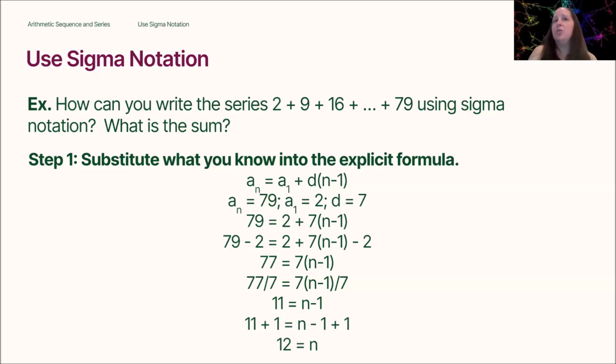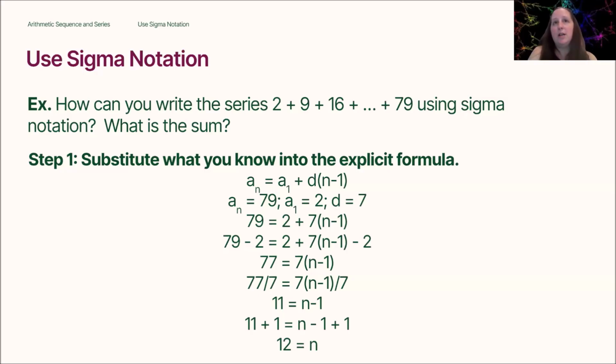I know my first term is 2, and I can figure out my common difference by saying 2 plus 7 is 9, and 9 plus 7 equals 16, and so on. So I substitute those values in, and I'm solving for n because I'm looking for the number of terms in my sequence. I have 79. I'm going to subtract 2 from both sides, and then divide by 7. So I have 11 equals n minus 1. I add 1 to both sides to get n by itself. So n equals 12. This tells me that there are 12 terms in my series.